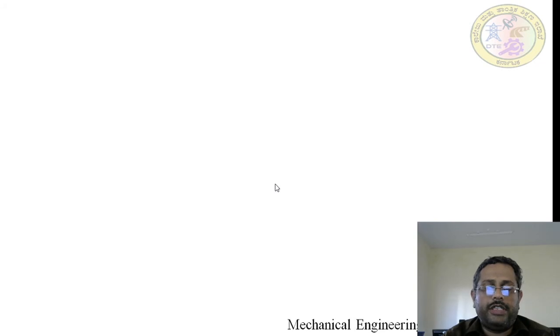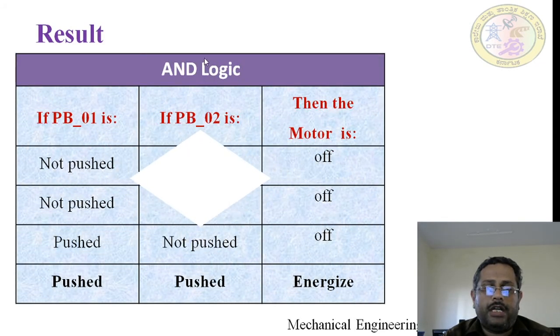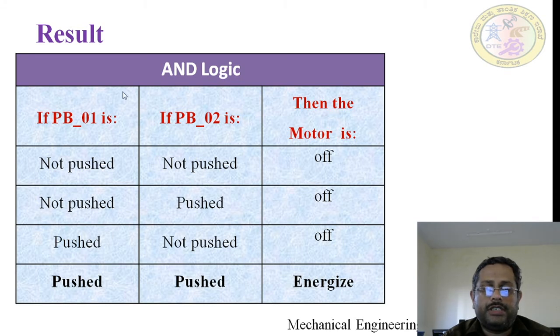Next we will see the result of this experiment. The result in AND logic: this table shows the result. When both the buttons are pushed, then the motor is energized. That means it is rotating. Otherwise, the motor is in off condition only.